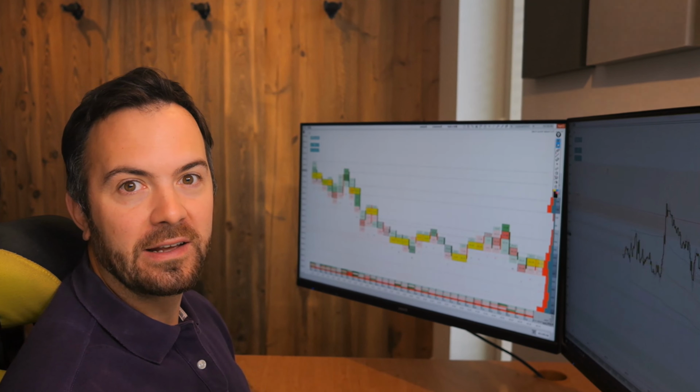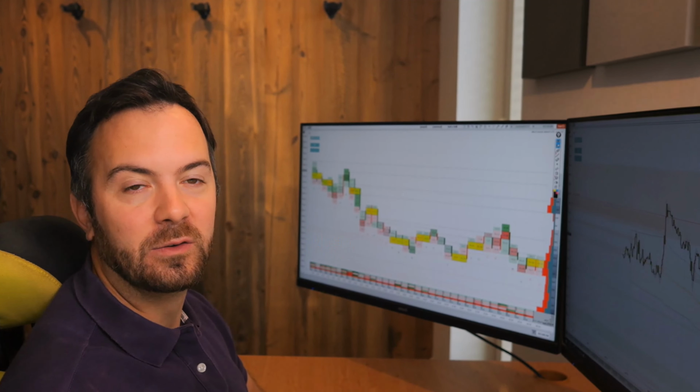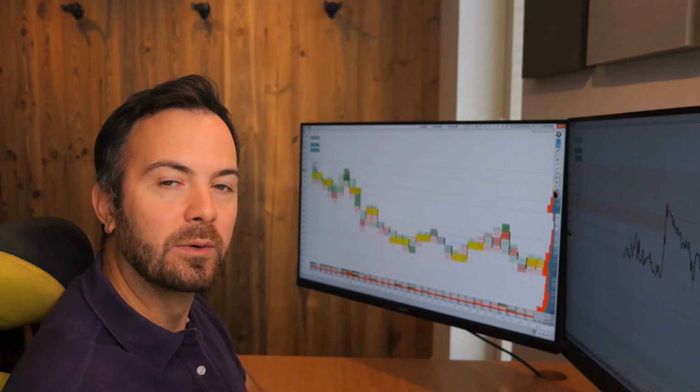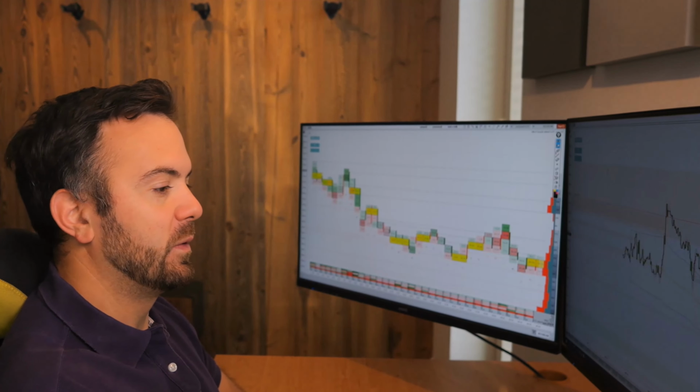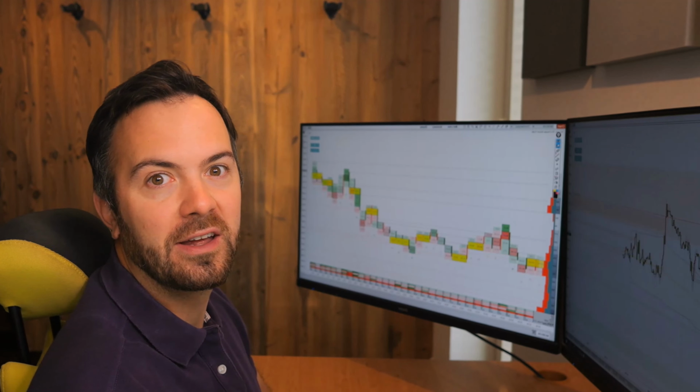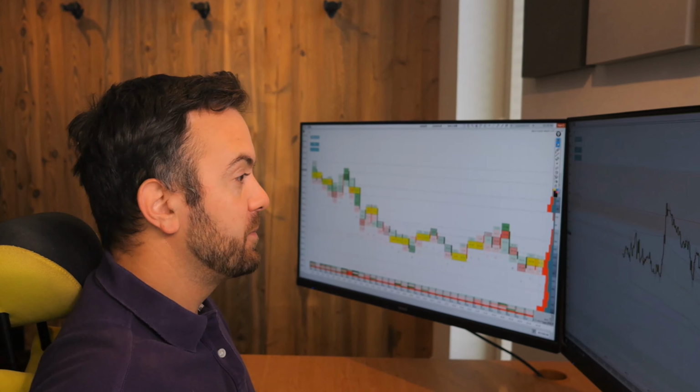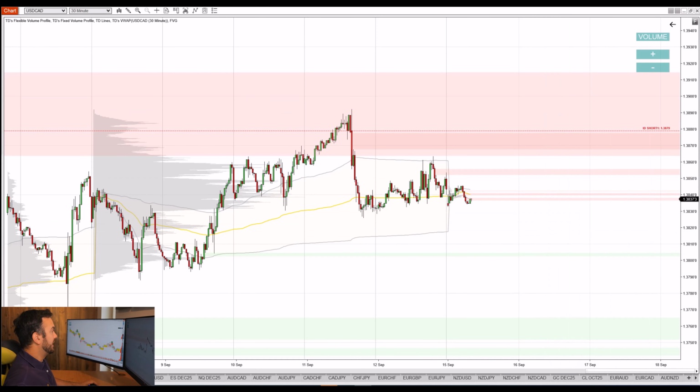Today we are going to take a look at three trading pairs. First will be the Canadian dollar, then we will take a look at the Swiss franc, and then we will take a look at the Australian dollar, Canadian dollar. Let's check them out. First one is the US dollar, Canadian dollar.